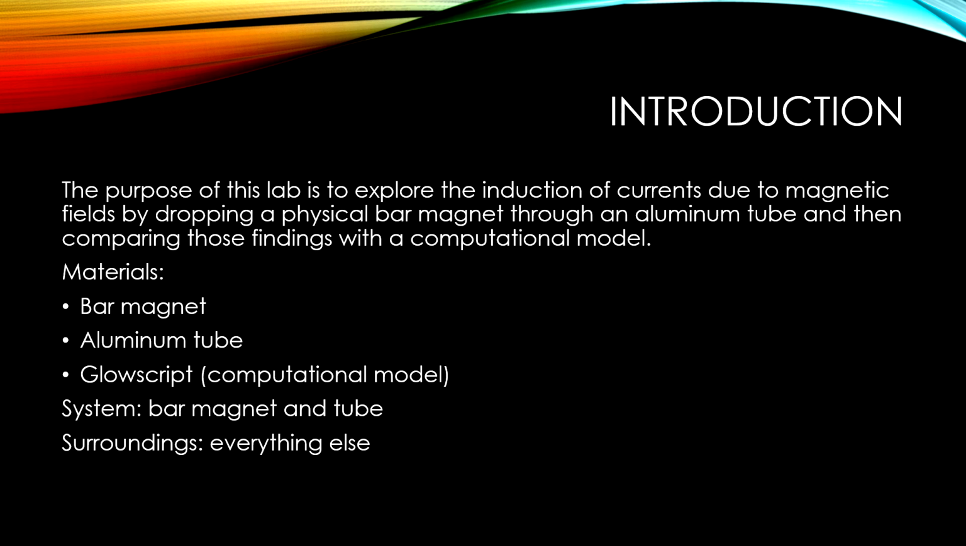The purpose of this lab is to explore the induction of currents due to magnetic fields by dropping a physical bar magnet through an aluminum tube, and then comparing those findings with a computational model. The materials in this lab include a bar magnet, aluminum tube, and the computational model will be delivered using Glowscript. The system includes the bar magnet and aluminum tube, while the surroundings contain everything else.